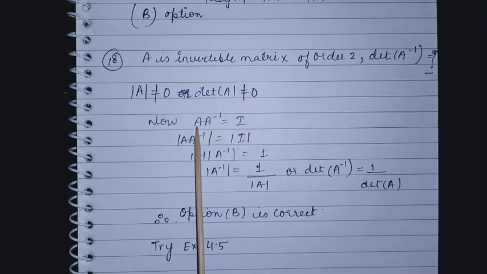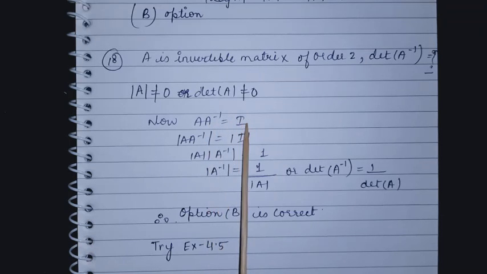We know that any matrix multiplied with its inverse will give us identity. Let's take determinant on both sides. On the left hand side, determinant of product of two matrices is nothing but determinant of A into determinant of A inverse. This result has been already given to you. And determinant of any identity matrix is nothing but 1. So from this, determinant of A inverse will be nothing but 1 upon determinant of A. We have divided both sides by determinant of A. Either you write it this way or like this, both are same. So our right option is option number B.